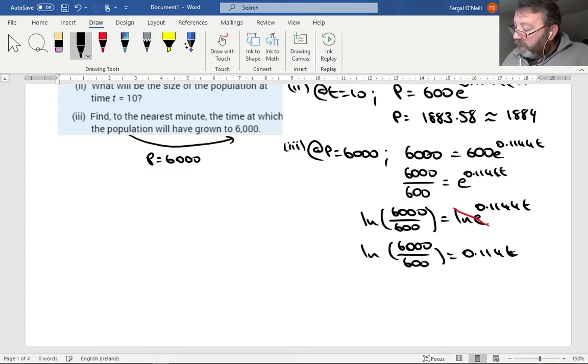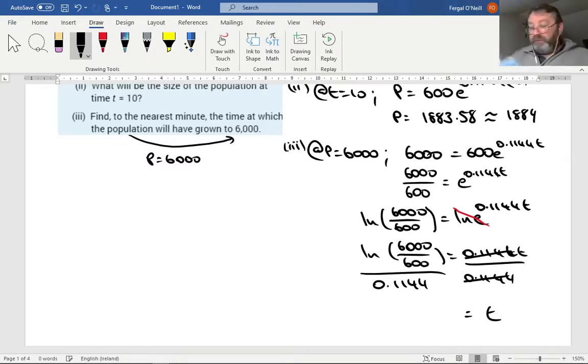And all I've got to do now is divide both sides by 0.1144, and when I do that, that cancels with that, leaves you with t, and then your calculator will do the calculations for you. So just get into that habit. Manipulate, don't calculate, manipulate until the end. Okay, manipulate, get right down to the end, and then do your calculations. So on the top fraction, we've got the natural log, so fraction.